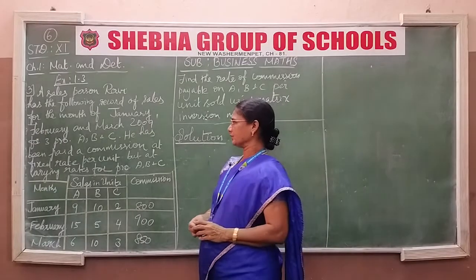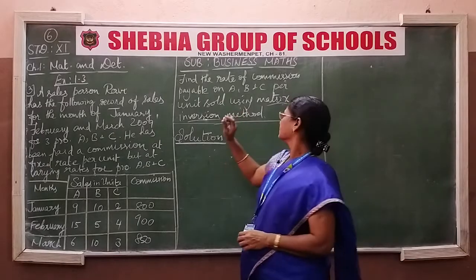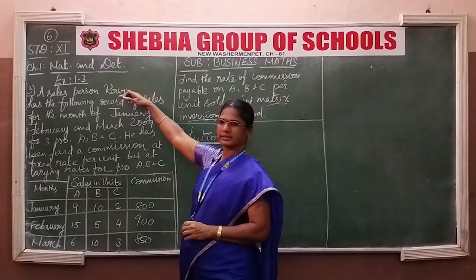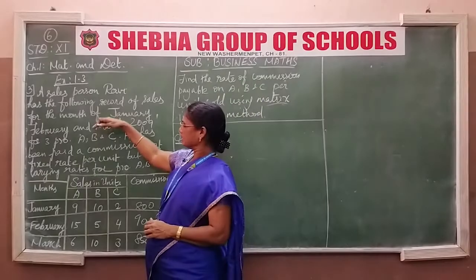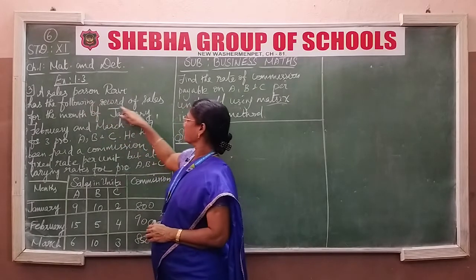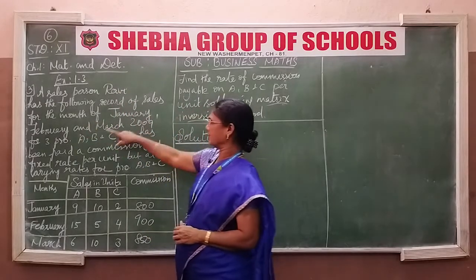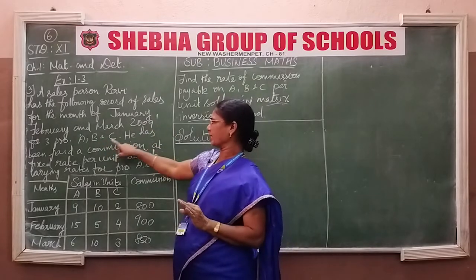Today let us continue the matrix inversion method. Matrix inversion method we have done in first two sums of the same exercise 1.3. Now let us see the third one. The third one is a statement problem, and the salesperson has the following record of sales for the months of January, February and March 2009 for 3 products A, B, C.